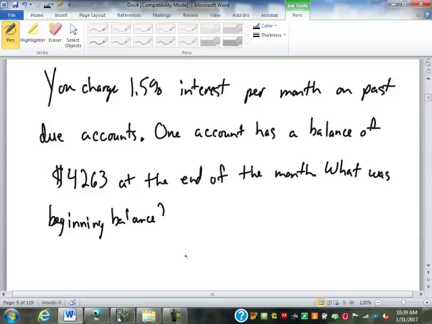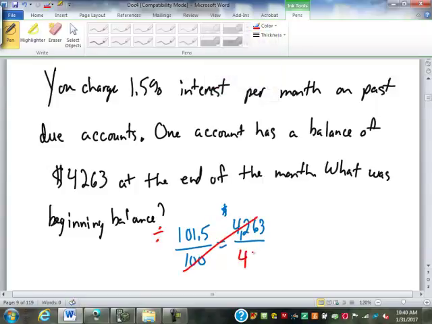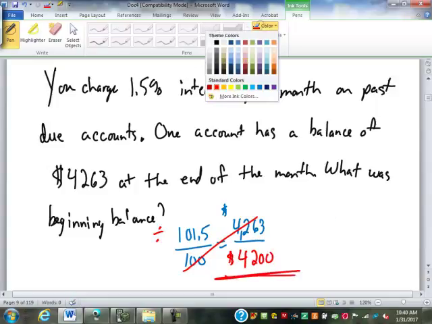So, how'd you set this up? Perfect. 101.5 over 100 equals 4263 on top. Cross multiply and divide, you get $4,200. Good deal. Any questions?